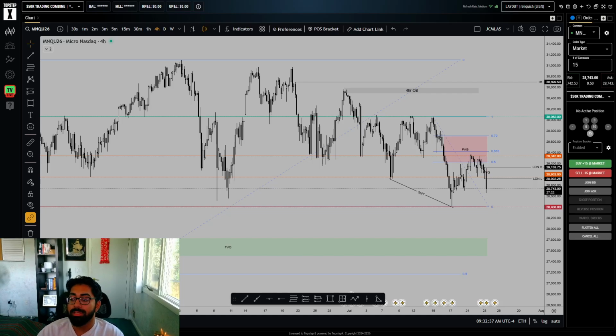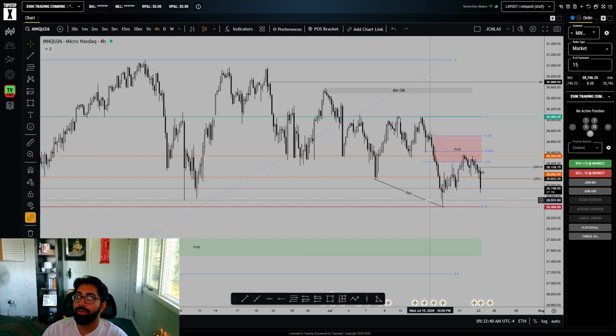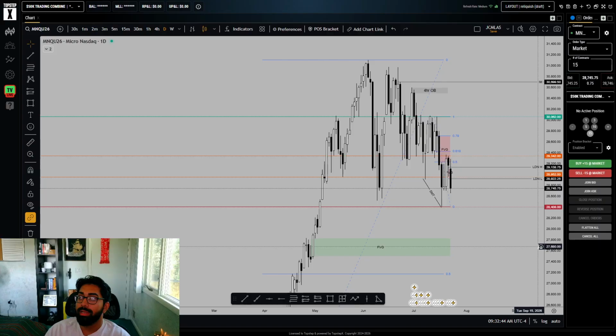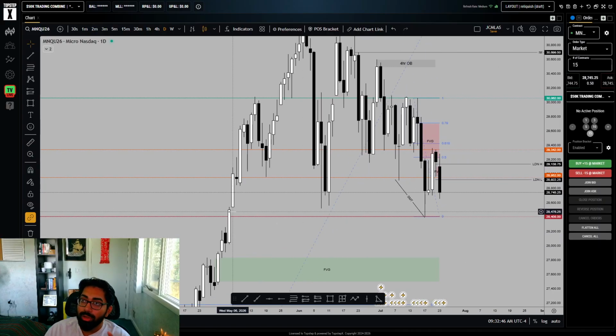Okay, we're 2.5 minutes into market open. It's July 23rd, Thursday. We're trading NQ, so if we go to the one-day time frame, let's just look at prior market structure.